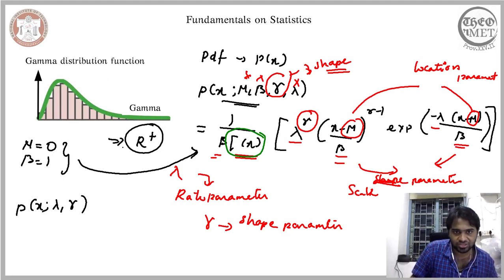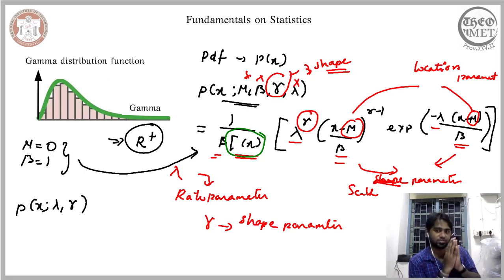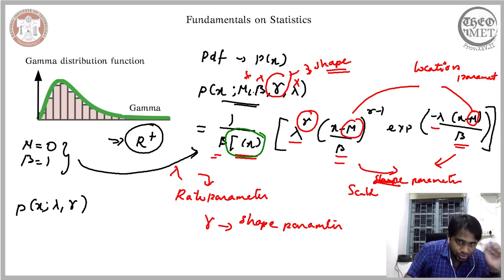So this is the generalized condition that we assume, and when you consider a specific case for it, when you simplify the entire expression and assume specific values for two of these parameters, still the PDF of the gamma distribution will depend on two other parameters. These two parameters are the rate and the shape parameters.